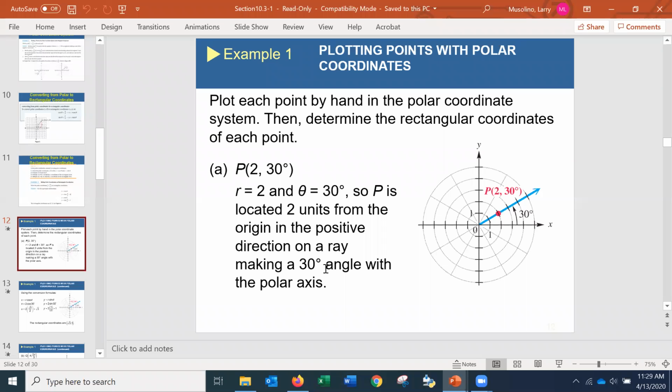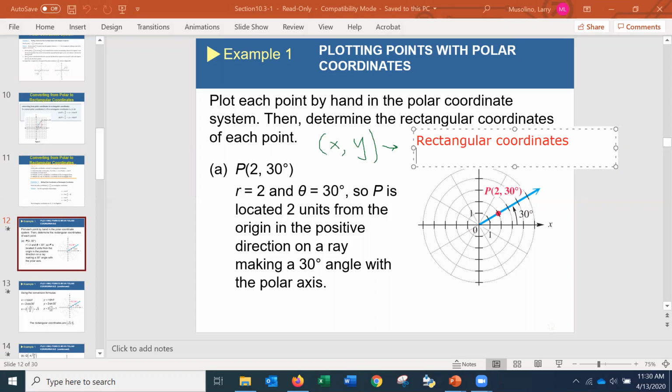rectangular coordinates. By the way, folks, you might see in WebAssign that when they write x comma y, sometimes they call this rectangular coordinates, but also sometimes they call it Cartesian coordinates. And these mean the same thing. So Cartesian coordinates just mean rectangular coordinates, which just means x comma y notation.